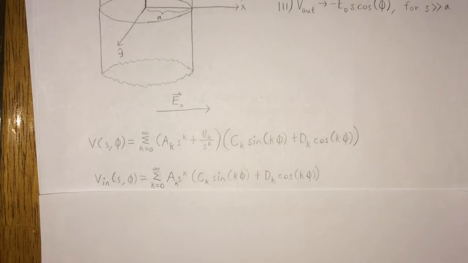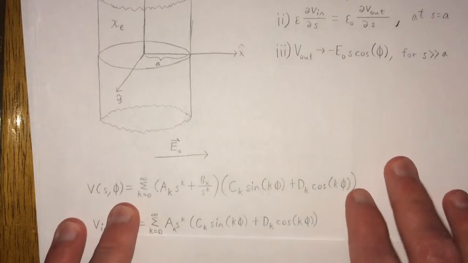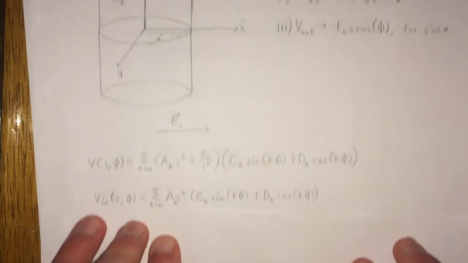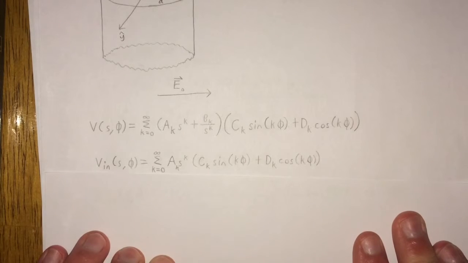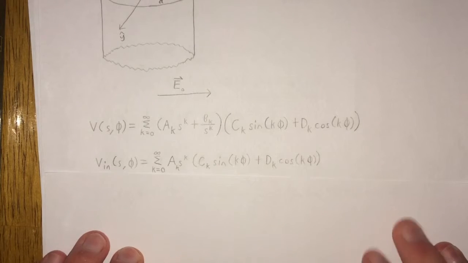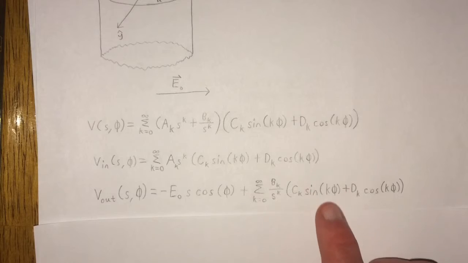For the potential outside the cylinder, A must be 0, as the function won't converge otherwise. We also need to consider that the potential should converge as dictated by boundary condition 3. This gets us an outer potential described by this equation here.